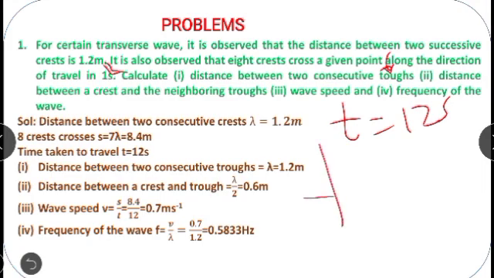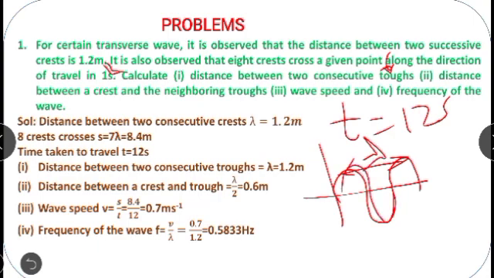As we know, this is the wave. So the distance between two consecutive crests or troughs is nothing but lambda. Suppose if we consider only one crest and trough, then it is lambda by 2. This basic information we require. Now let us understand one by one. So here is the solution.